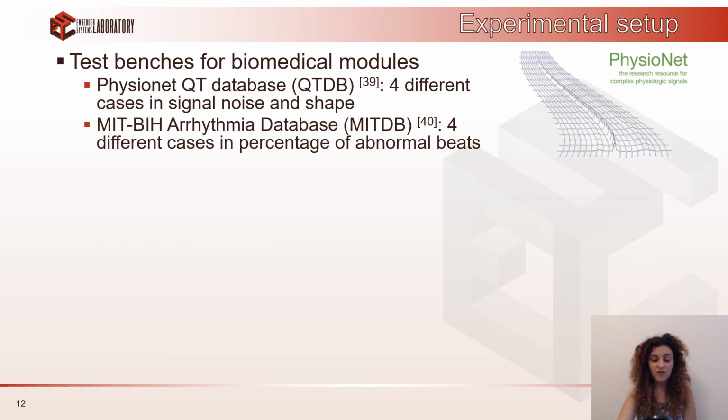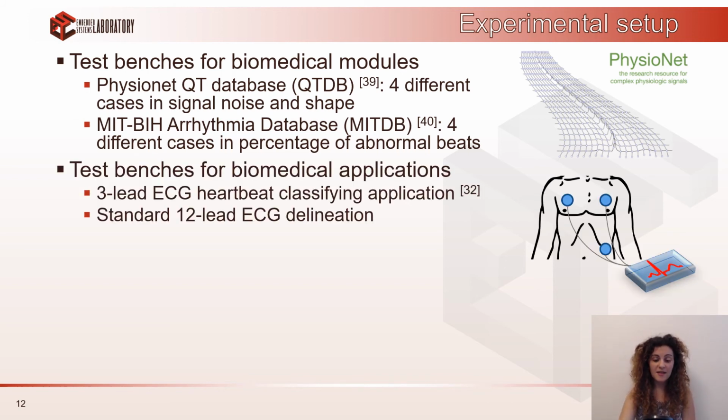To show the results of our analysis, we used test benches for the biomedical modules extracted from two publicly available databases. One is the PhysioNet QT database, where we extract 4 different cases: average, worst, and best in terms of signal, noise, and shape. And then the MIT arrhythmia database, where we also extract 4 different cases in terms of percentage of abnormal beats.